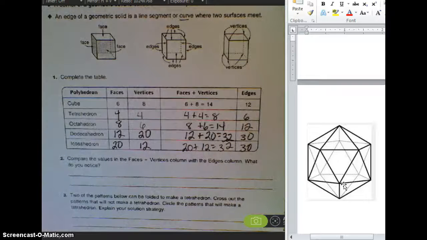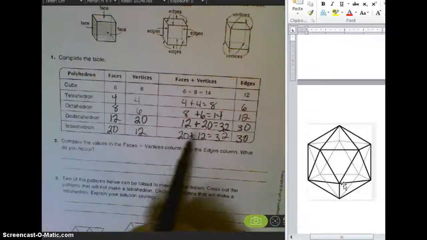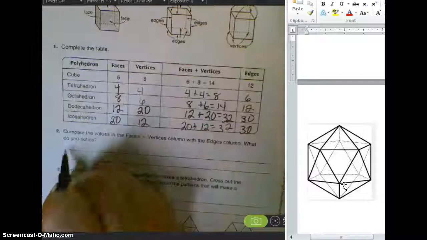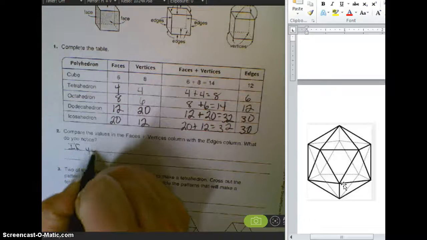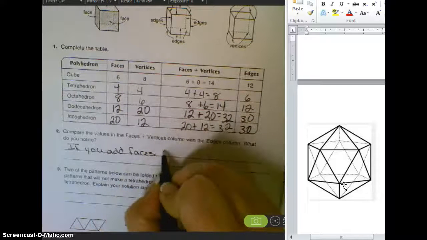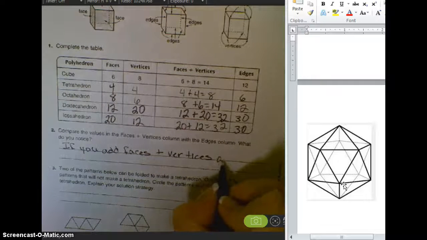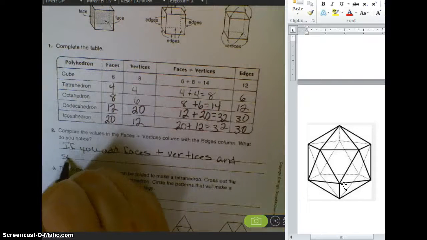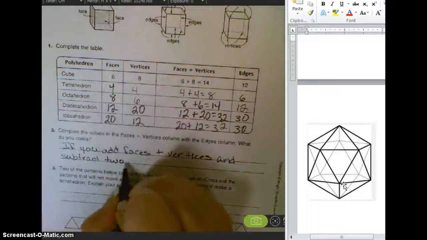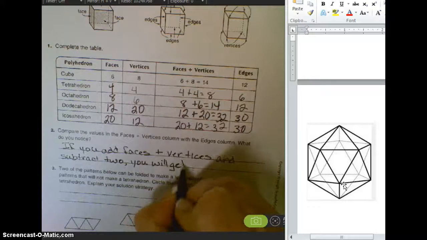Now it is asking us to come up with a formula for this one. It says compare the value of the faces plus the vertices in this column with the number of edges, and we came up with that little plan there. If you add faces plus the vertices and subtract 2, you will get the number of edges.